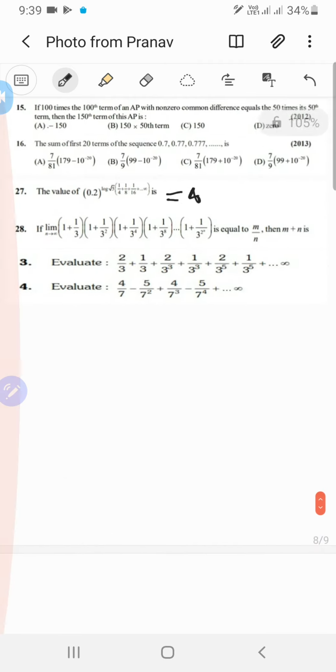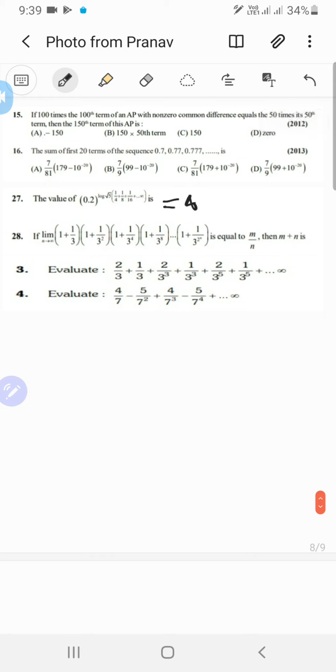So the next question. If the limit as n approaches infinity of 1 plus 1 by 3 into 1 plus 1 by 3 squared into 1 plus 1 by 3 to the 4th, and this keeps on going like this, is equal to m by n, then m plus n is equal to, wow, okay, that's a good question. This is not exactly a GP. We need to bring it in the terms of a GP somehow.